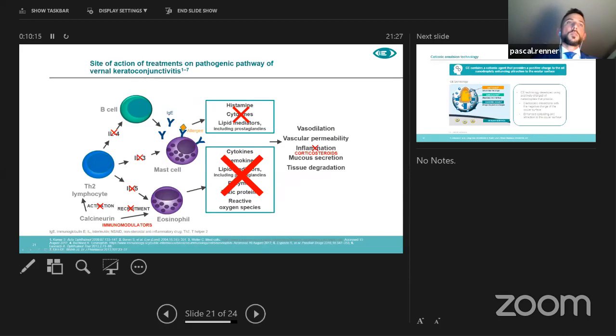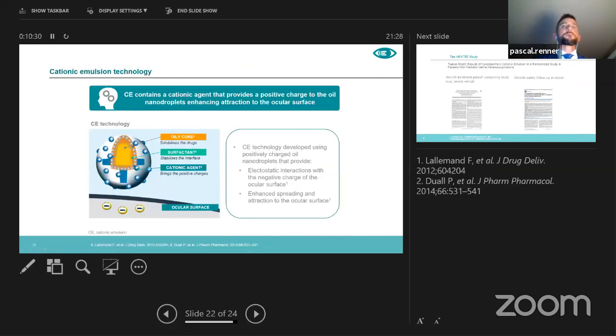And immunomodulators, especially calcineurin inhibitors, can be used safely for the long term. Now, as you know, calcineurin inhibitors especially are lipophilic, and this is a challenge for us because it's hard to get them to the ocular surface. They have to go through the tear film.